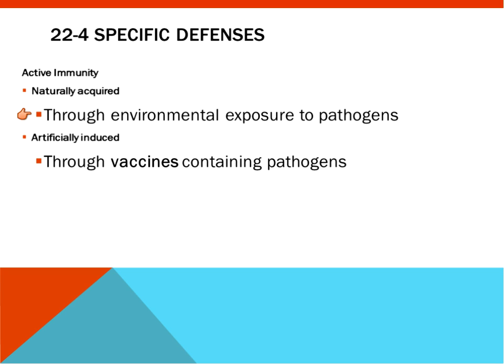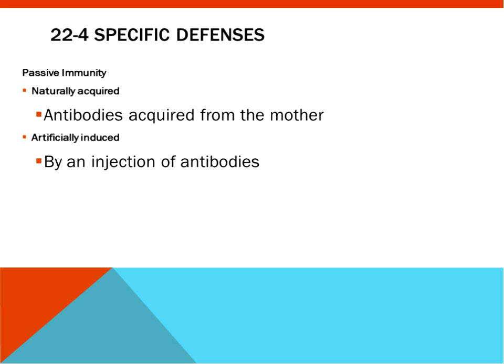So active immunity can be naturally acquired or artificially induced. Naturally acquired means you were hanging out with your buddy, he had chickenpox, you got chickenpox, so just through environmental exposure. With artificially induced active immunity, you still made your own antibodies. That's the whole key here for active immunity: you make your own antibodies. Artificially induced means you went to the doctor, you were scheduled for a vaccination against chickenpox, a vaccine that contains the pathogens, and then you made your antibodies from it. So you can either get it in the wild, naturally acquired, or get it in the doctor's office, artificially induced.